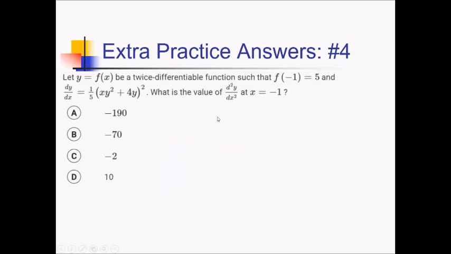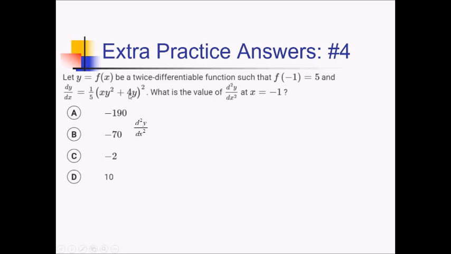On this epic problem, we're given a twice differentiable function such that f of negative 1 is 5, and the first derivative, dy over dx, is given by this formula. We want the value of the second derivative when x equals negative 1. Well, we've at least got the formula for the first derivative. To get the second derivative, we have to take the derivative of dy over dx. So d squared y over dx squared is going to be the following.